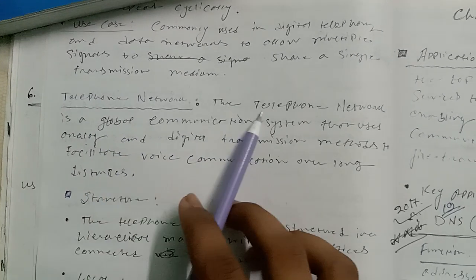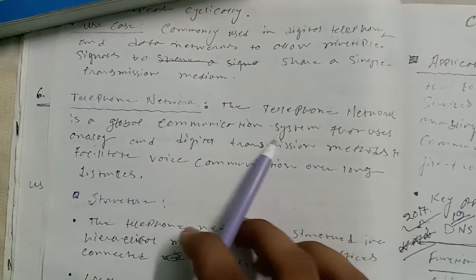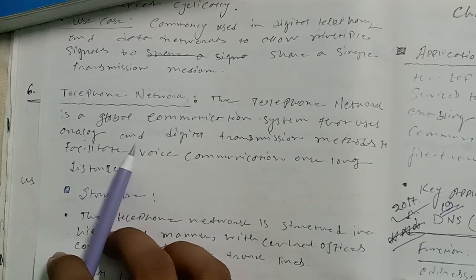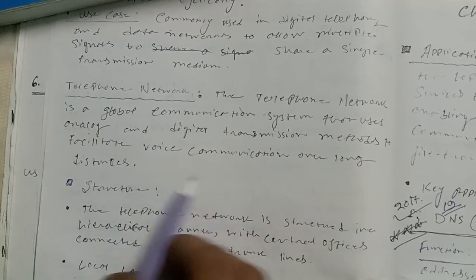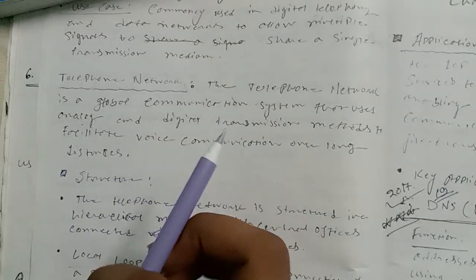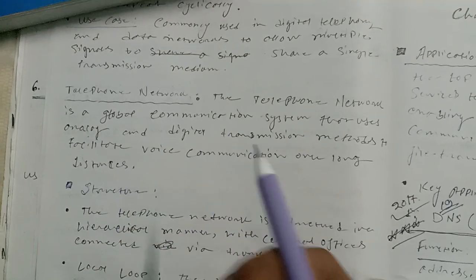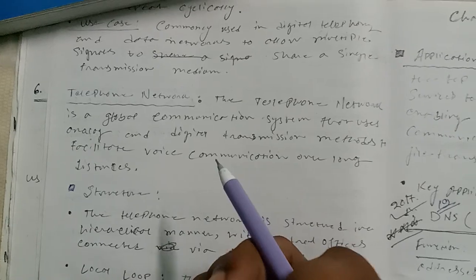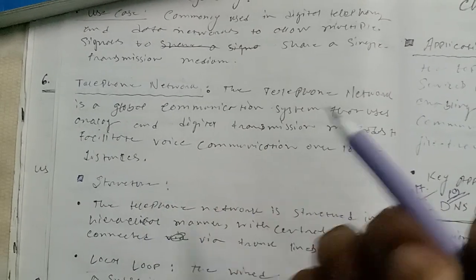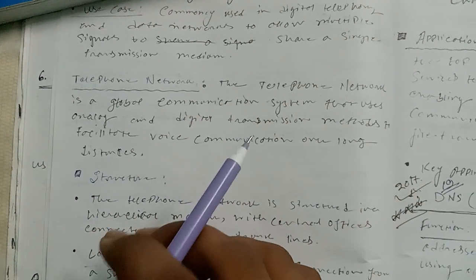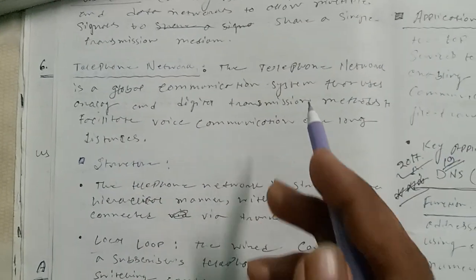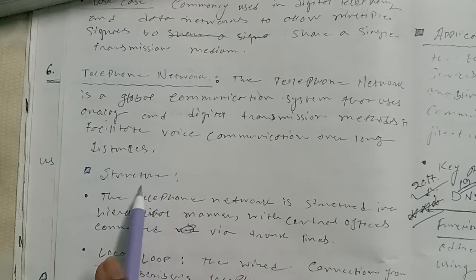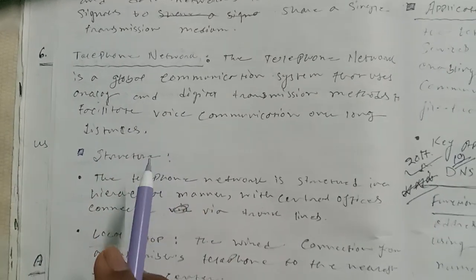Telephone networks. The telephone network is a global communication system that uses analog and digital transmission methods to facilitate voice communication over long distances. You know what the telephone network is, you can build up the concept behind it and write on your own. So it's easy. Let's see the structure of the telephone network.